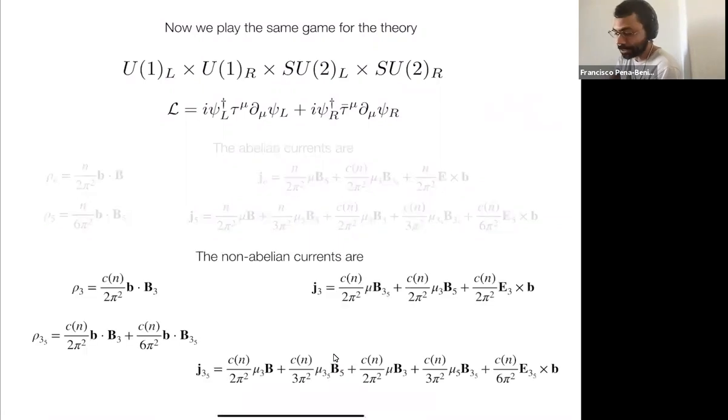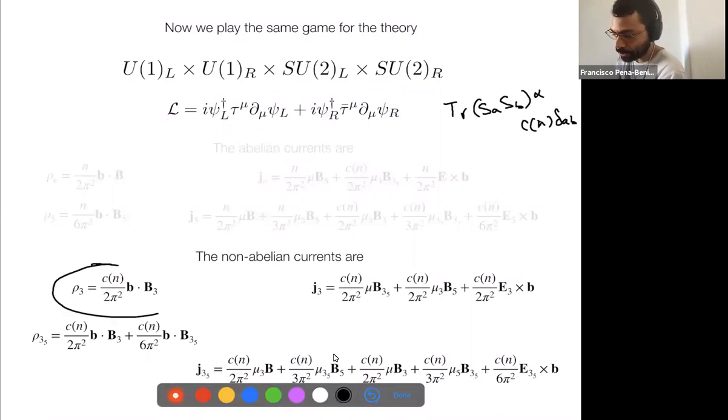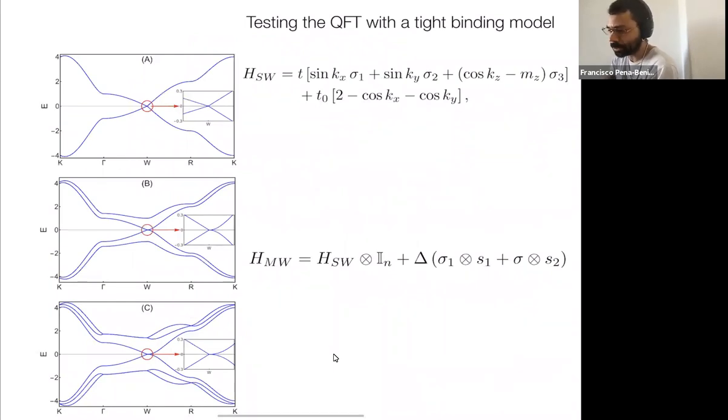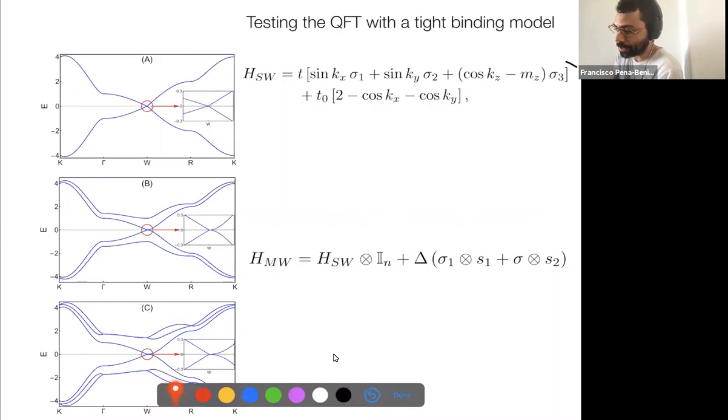Okay, and then for the non-abelian currents, we will have again some relations that are not very illuminating in this case. But let's just recall this one here, okay? Because the point is that then, in order to test all this field theory construction, we decided to propose a tight binding model for a multi-Weyl system, okay? Which is basically, so this Hamiltonian here gives me a single Weyl semimetal, okay?